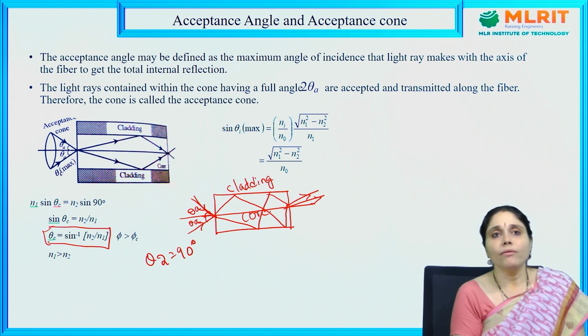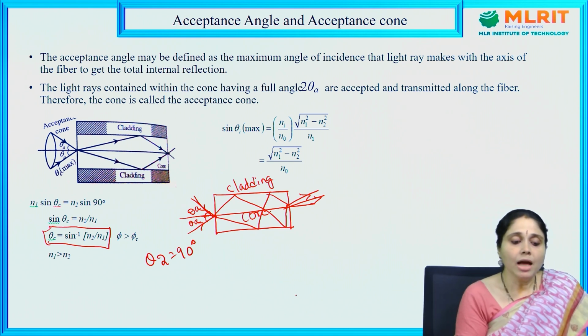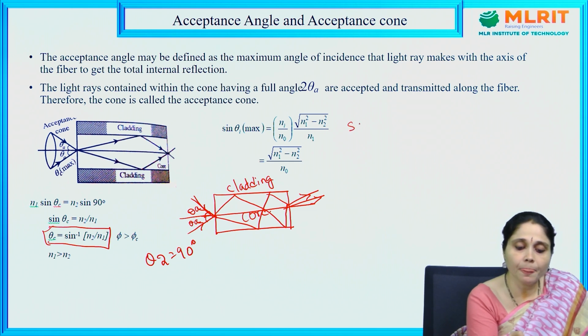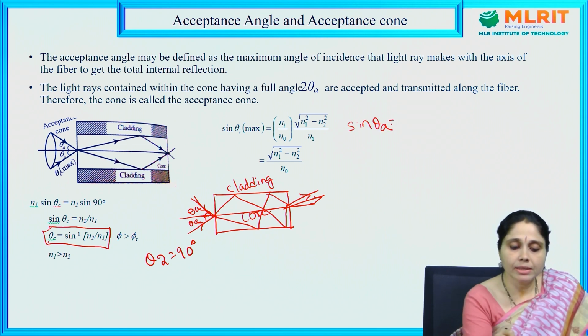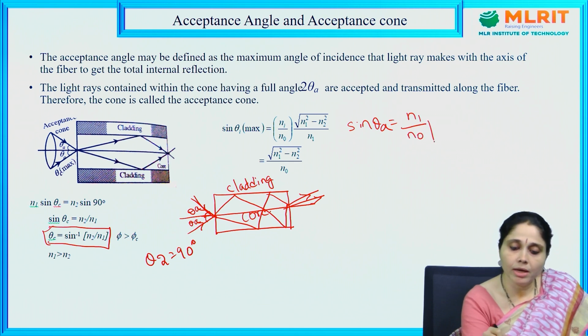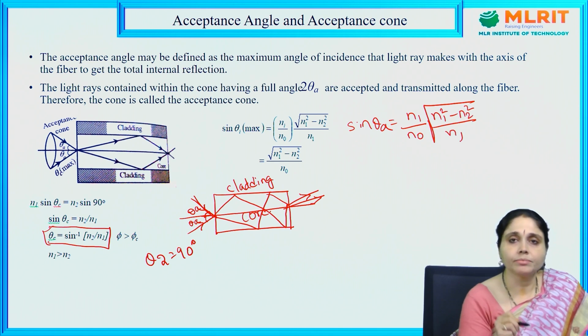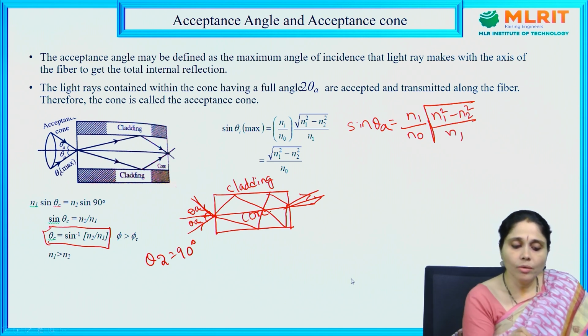Now, we are going to calculate the acceptance angle using the formula: sin theta I max, that is sin theta A, is equal to N1 by N0 times the square root of N1 squared minus N2 squared, divided by N1. Okay, so N0 is the refractive index of air.